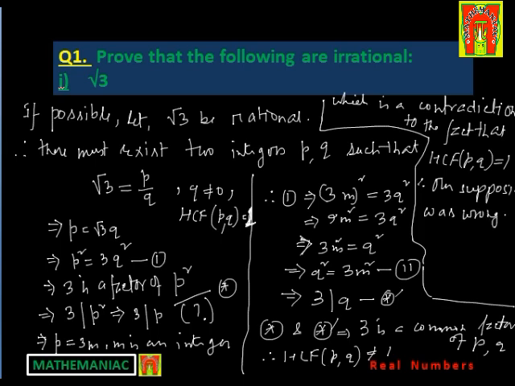If our supposition was wrong, that means what I should consider? Root 3 as rational. This is irrational. So I request all the students to go through this in detail and then do this problem, practice it so that you get a good explanation and good approach in solving this with clear-cut concepts. Okay, this is a very important problem from the exam point of view. Let's move on to the next.